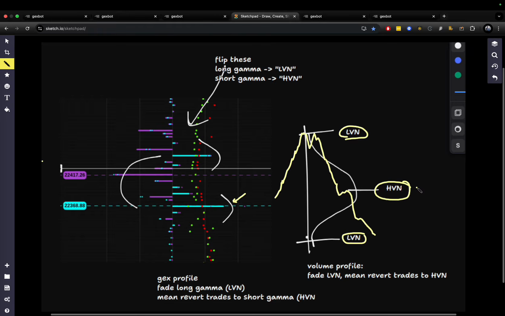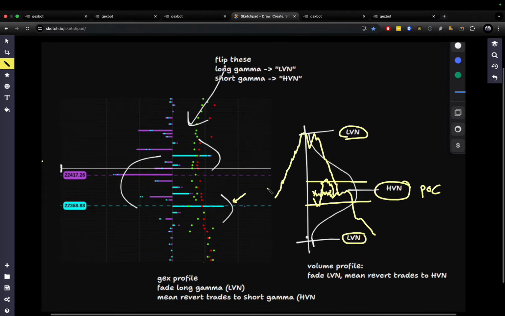We don't trade on high value nodes, which is the point of control. Why? Because this is the major concentration of the orders, the trades, right? So you don't want to trade on these areas because usually what happens is you go short, and as you go short, the market quickly reverses and hits your stop loss, right? And if you go long, the market quickly reverses and you hit your stop loss, right? So these are the areas you want to avoid with the volume profile methodology. You want to trade on these low value nodes, right? Because you know they're mean reverting.